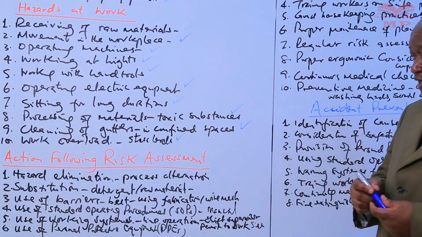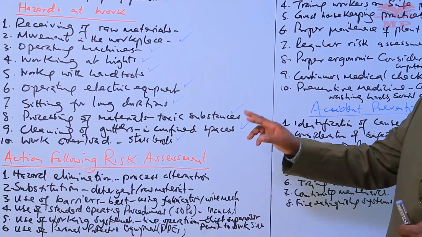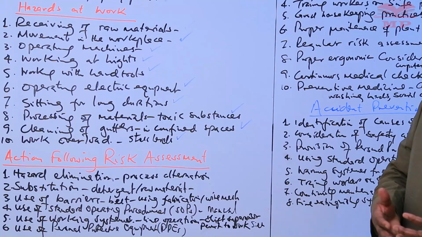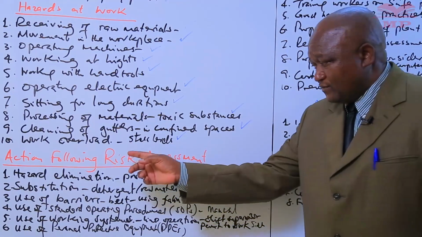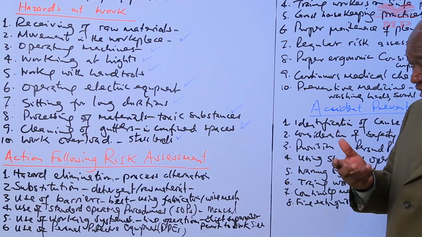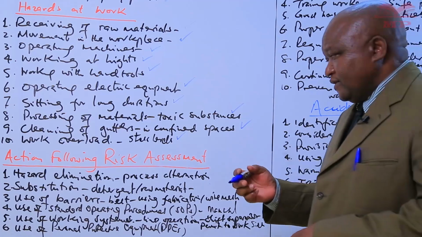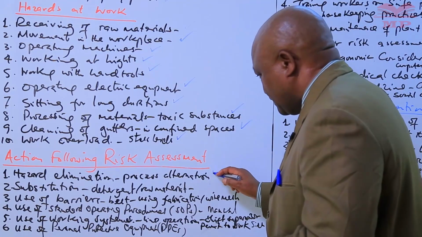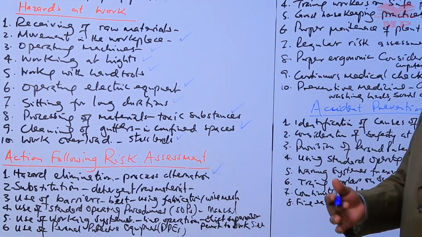So those, dear learner, are some of the hazards or activities that may be associated with hazards at the work environment. Then we went ahead and looked at what action can be taken when a risk assessment has been conducted. And we have indicated that number one, elimination of the hazard. If it is a process, it could be altered.